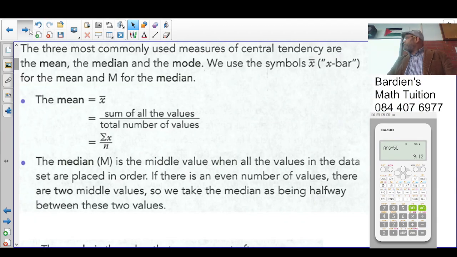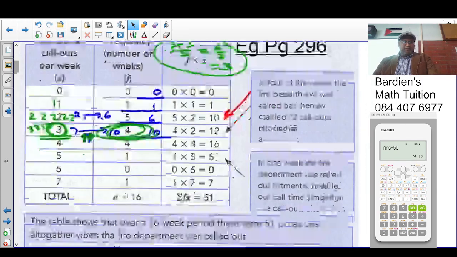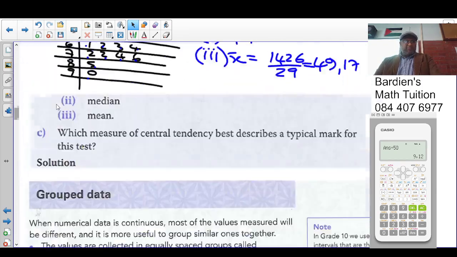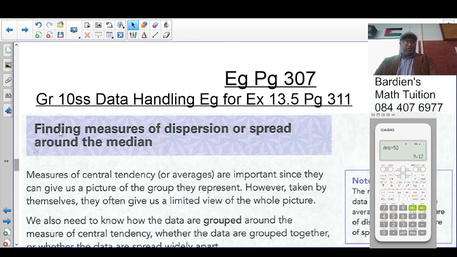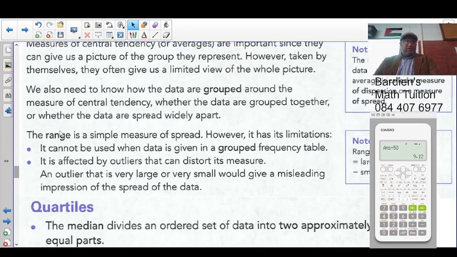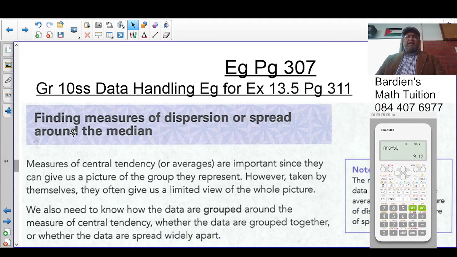We're going to look at, we spoke about stem and leaf, group data. I think that's where we stopped. Okay, so now we're going to look at finding measures of dispersion or spread around the median.